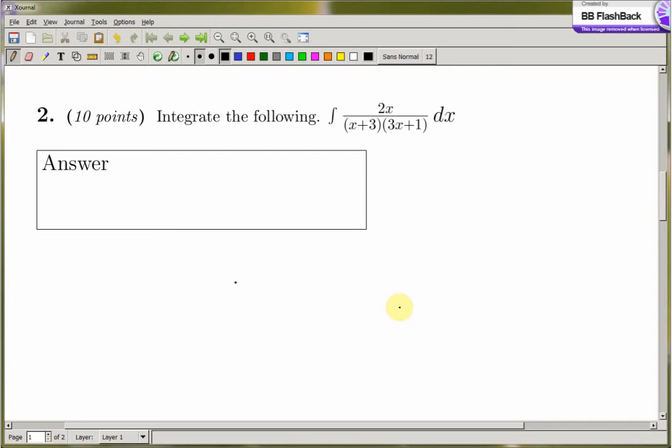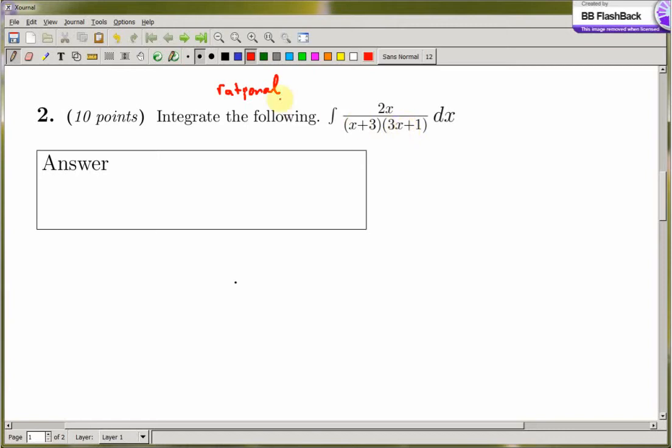Okay, let's do number 2 from the practice exam. So you can see what we're trying to integrate here is a rational function. So that means a ratio of two polynomials. There's a polynomial 2x on top and a nice factored polynomial on the bottom, which would be a quadratic if we multiplied these two things together, right?